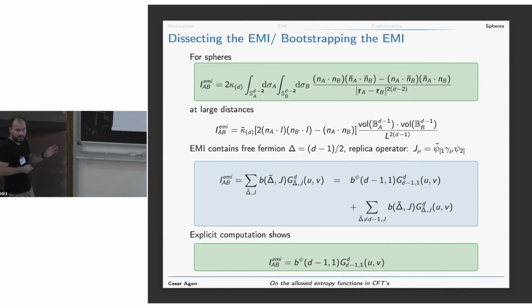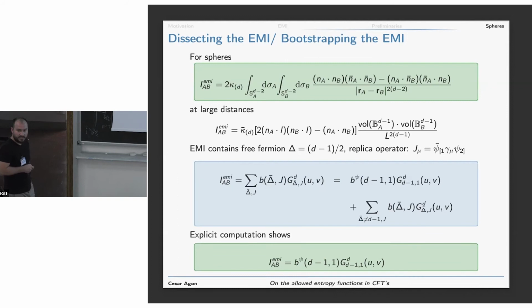I told you before that when we took the long distance limit, we were able to identify one such primary. What I'm doing is separating from this expansion the primary contribution that I know, and not just the primary, but all the descendants. So I subtract completely the conformal block. I know the EMI should have this piece, and then what I wonder now is what happens with the rest. I know it has this current, but what other operators will appear in the expansion of the EMI?